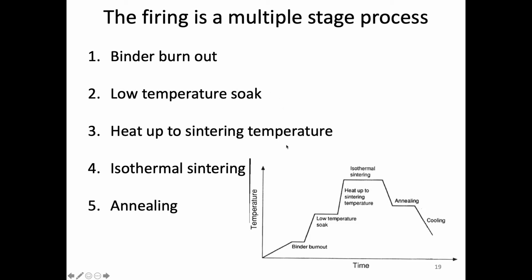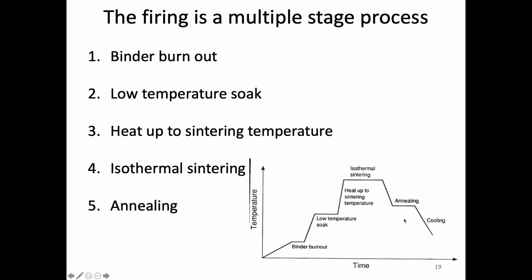But then typically we're going to heat up to the sintering temperature. And we typically do an isothermal sintering. So this means that we do it at one temperature. So iso just means the same. So we're going to hold at a specific temperature for a given amount of time to sinter. And then after that, again, there might be thermal stresses and various things that we need to get rid of, or we don't want to shock the system. So we may add an annealing step, and then there's cooling as well.